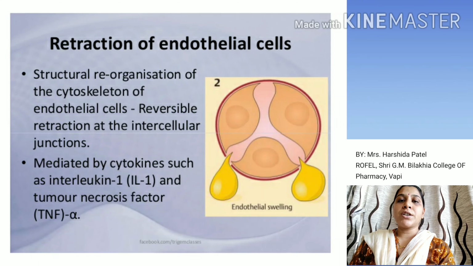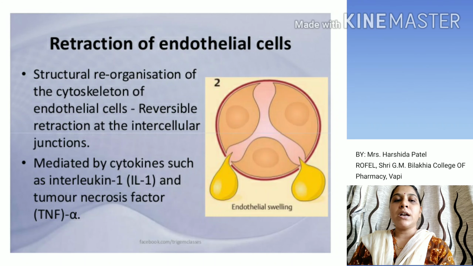Another mechanism is retraction of endothelial cells. Retraction occurs when the cell reorganizes its cytoskeleton, and at that time there is a little change in its shape, and that's why there will be formation of gaps between the endothelial cells. This is a reversible retraction at the intracellular junction. This retraction is mediated by cytokines such as interleukin 1 and tumor necrosis factor alpha.